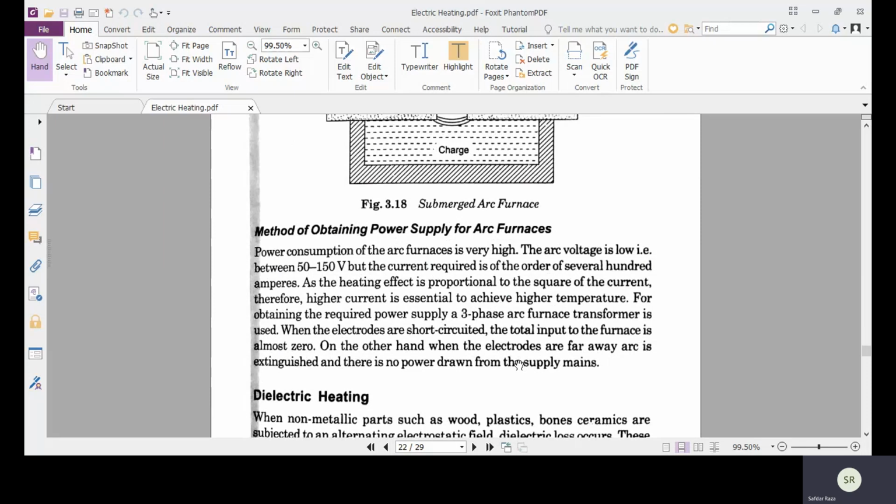After this, we have discussed the arc furnaces, based on their method, named the direct arc furnace and the indirect arc furnace. We have discussed graphically and pictorially these types. After this, we have discussed a little bit about the modification made in the indirect arc furnace, named the submerged arc furnace. And in the last, we have discussed the method of obtaining power supply for arc furnaces.